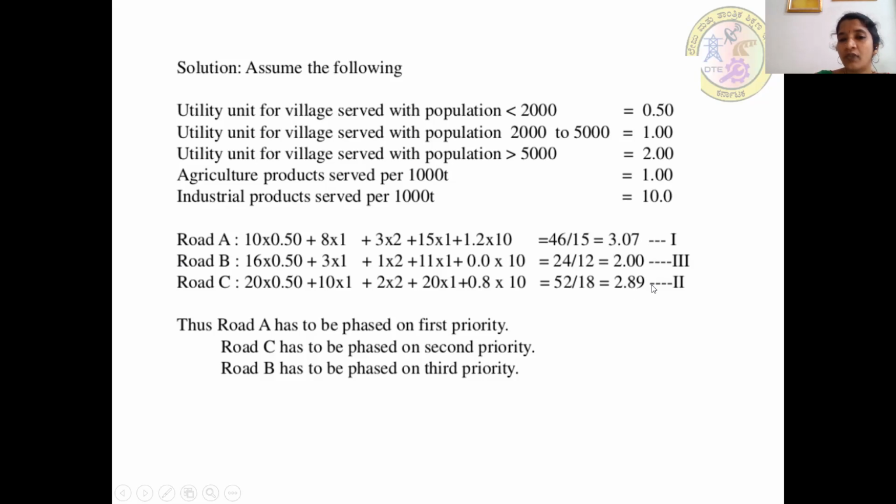Now seeing this value, I can prioritize. Road A has to be taken up in first priority, road C in second priority, and road B in third priority.